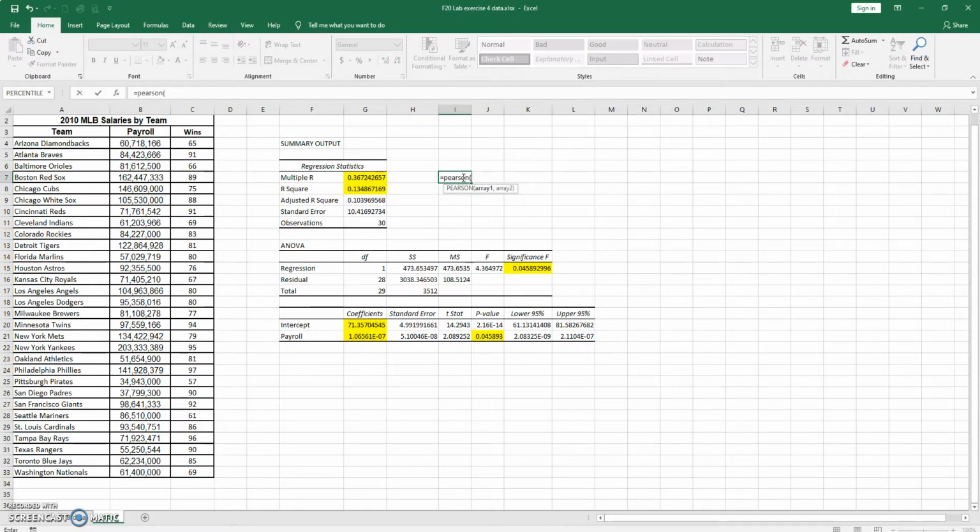Pearson equals PEARSON, bracket, array 1. It doesn't matter the order, whether it's x then y or y then x, and we get the same value: 0.3672. Coefficient of determination is simply the r value squared, and so we get a value of 0.134. We generally change that to a percent.